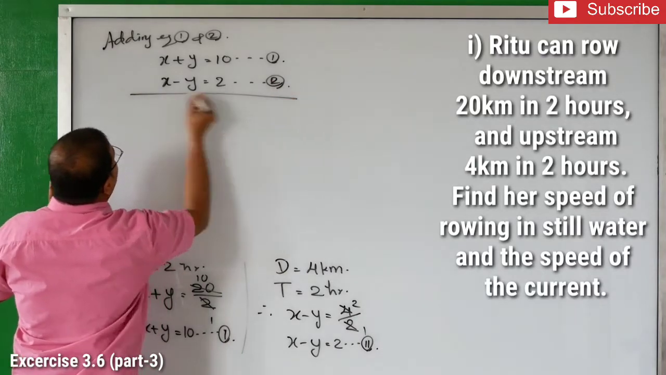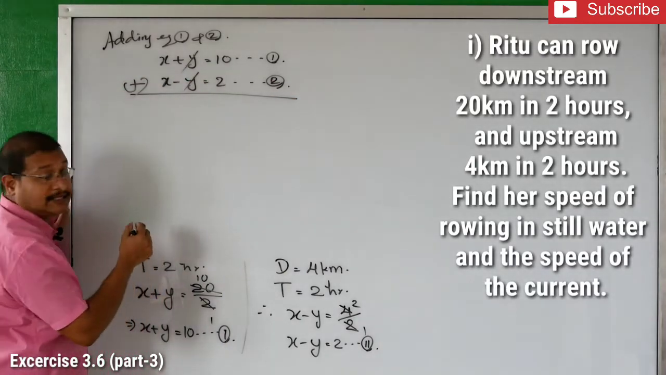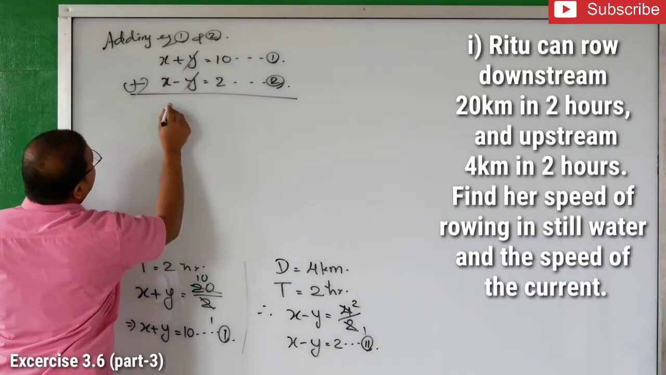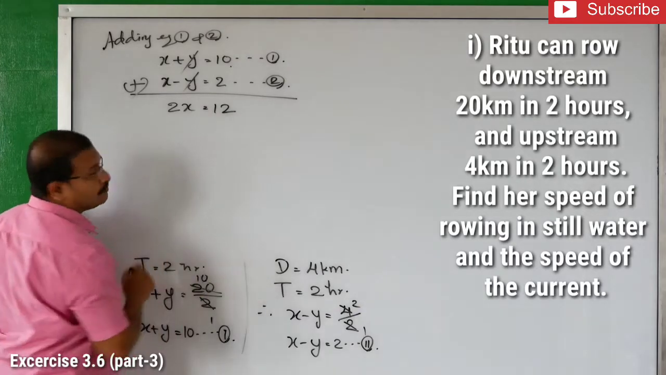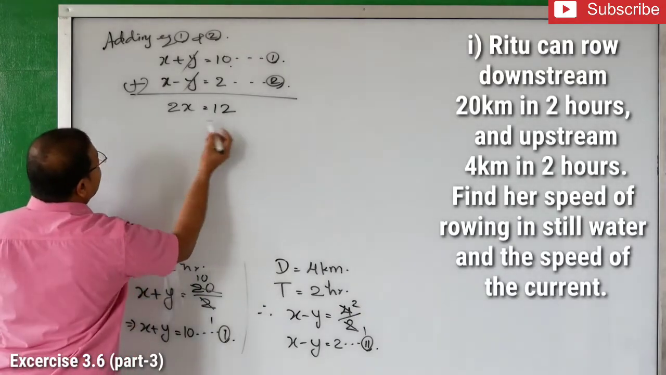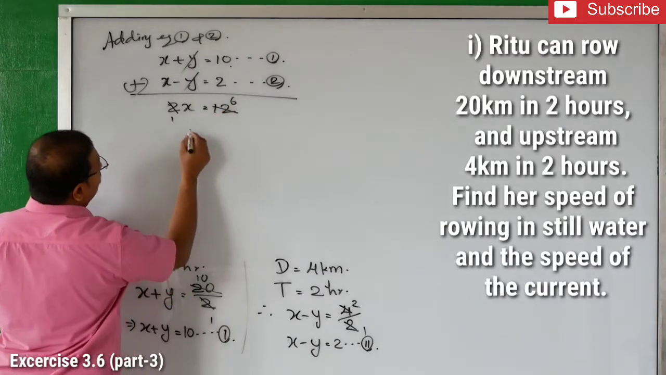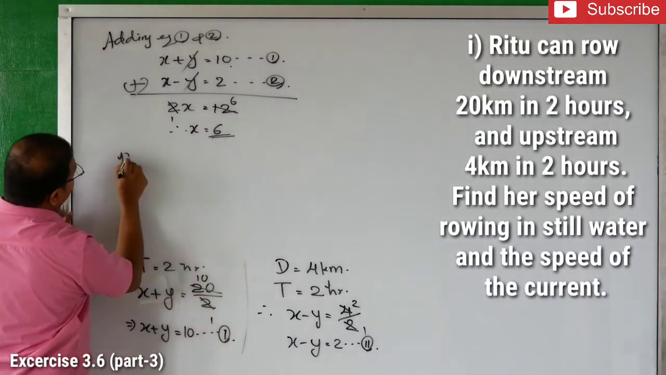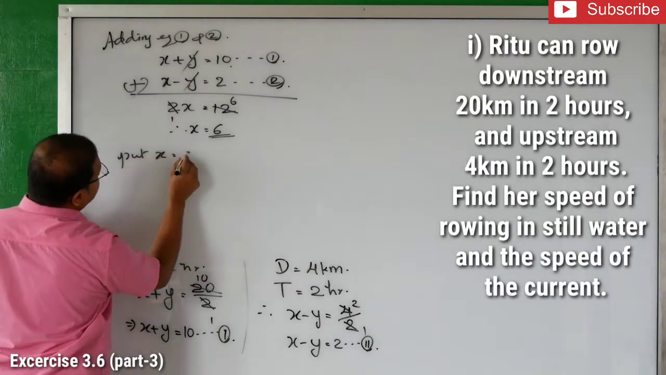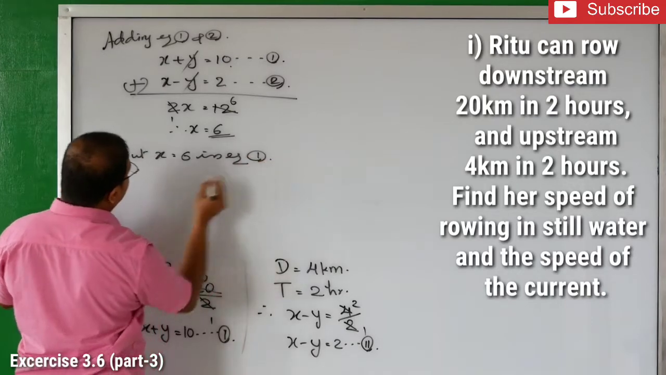Now adding, what will happen? Plus. While adding, plus y minus y will cancel. After that, x plus x, 2x equals 10 plus 2, that is 12. Ready? Both sides we can cancel by 2. 2 ones are 2, 2 sixes are 12. That means therefore x equals 6. Now what do you do? Put x equals 6 in equation 1.